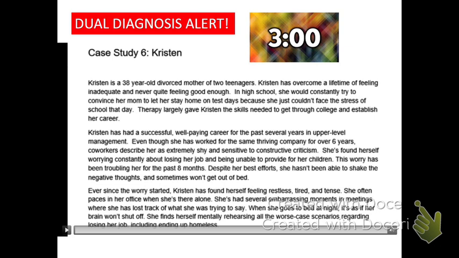Okay, take 1 minute. See if you can diagnose it, both disorders, and then we'll discuss. Okay? Pull out the obvious one first. See if you can get the not so obvious one second.